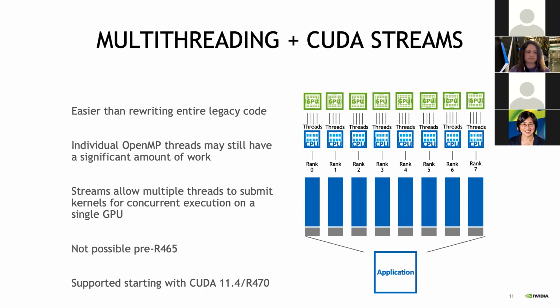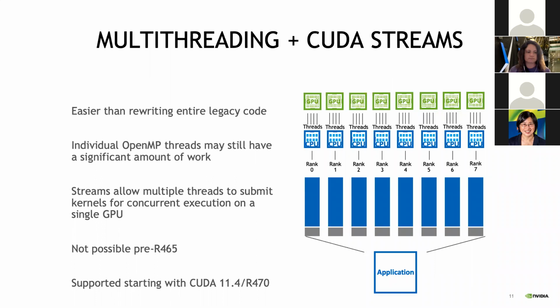So rather than rewriting our entire legacy code, we can use CUDA streams to allow these different OpenMP threads to submit kernels for concurrent execution on a single GPU, or actually on more than one GPU. This wasn't possible before our revision 465 driver, but ever since our R470 driver, which is our newest driver, and CUDA 11.4, this is officially supported. This is a question that I've been getting pretty much since I started here at NVIDIA. So it is something that we officially support now.